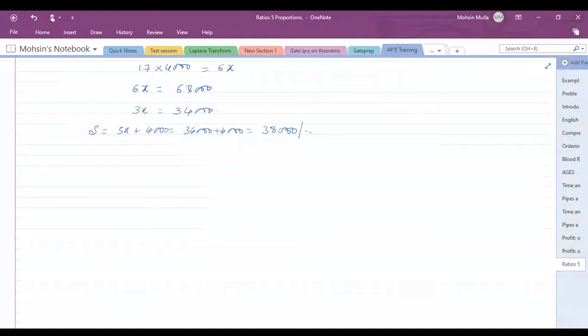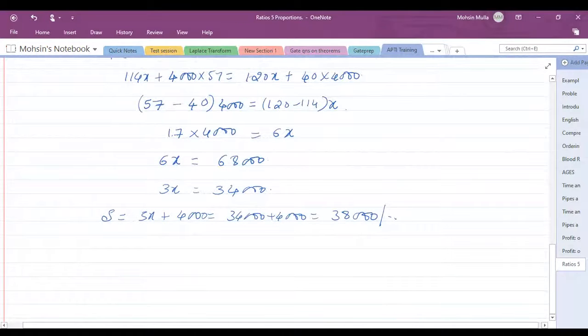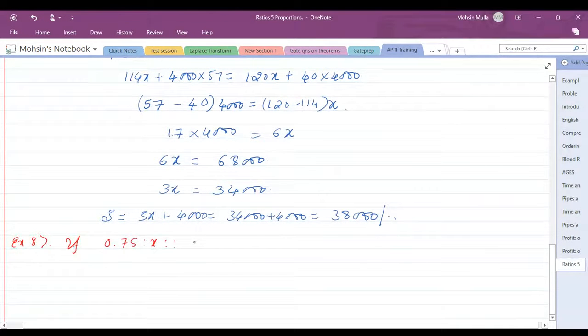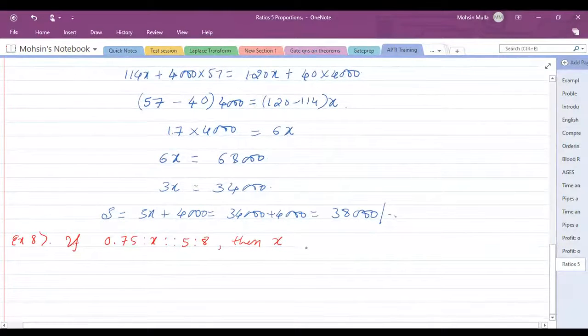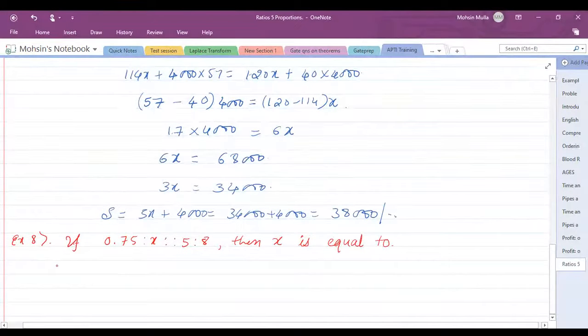Next is a very simple example. If 0.75 is to x as 5 is to 8, then x is equal to... okay, options are 1.12, 1.2, 1.25, 1.30.